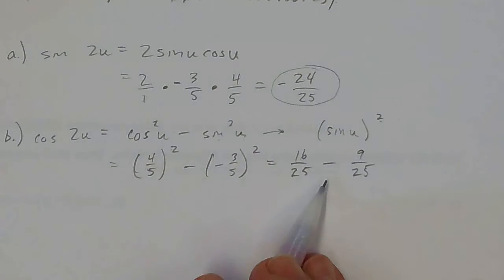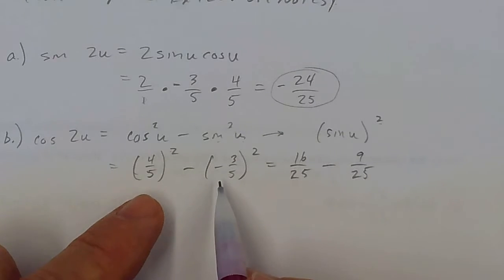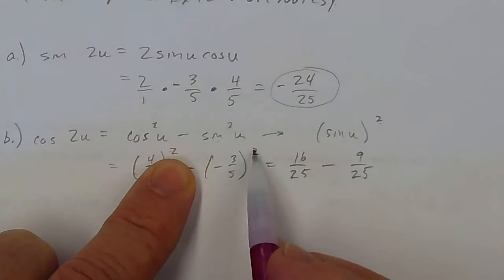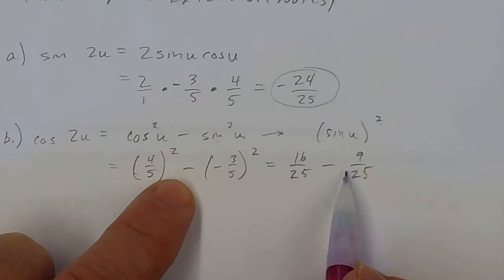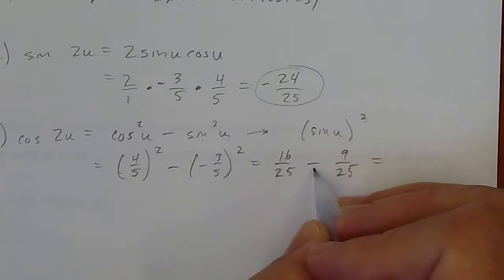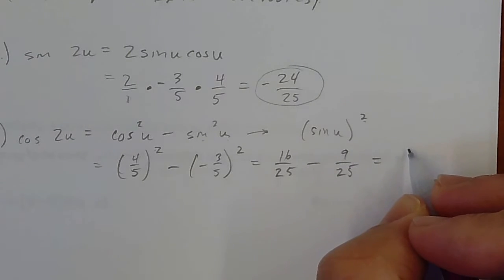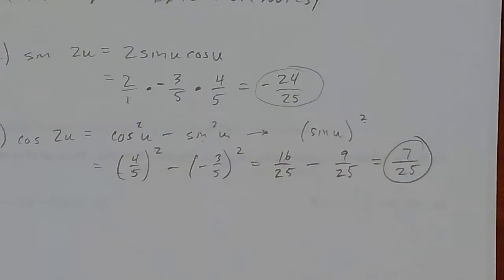All right, notice how it's still minus. Some of you guys get too antsy on that. You see the minus negative, want to make it plus. No, we square first, and squaring the negative makes it positive, and I still have to subtract it. So 16, we got a common denominator, so 16 take away the 9. We end up with 7/25. That's the answer.